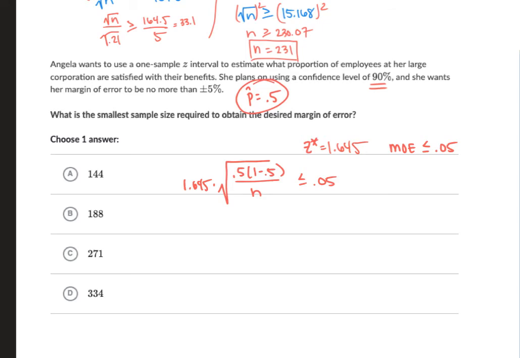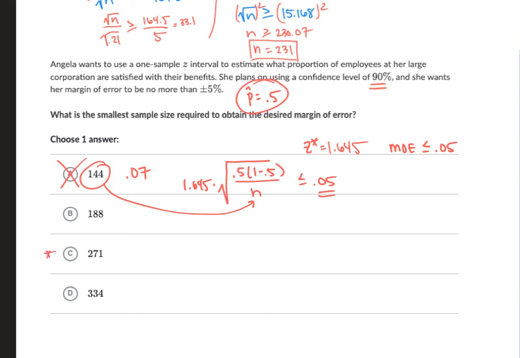An easier way to do this is to plug in these numbers for n until you get a value that's less than 0.05. I'm going to start with the smallest one, 1.645 times the square root. 0.5 times 1 minus 0.5 is 0.25. So 1.645 times the square root of 0.25 over 144, we get about 0.07. So that's not going to work. That's a little bit too high, so let's increase our sample size.